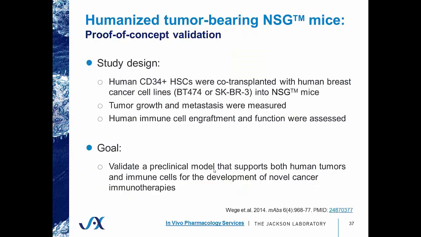As a proof of concept, investigators published a paper just last year in Monoclonal Antibodies, in which they took human CD34 hematopoietic stem cells and co-transplanted them with human breast cancer cell lines into NSG mice. They measured tumor growth and metastasis, and also human immune cell engraftment and function. The whole goal of these studies was to validate a preclinical model that supports both human tumors and immune cells for the development of novel cancer immunotherapies.